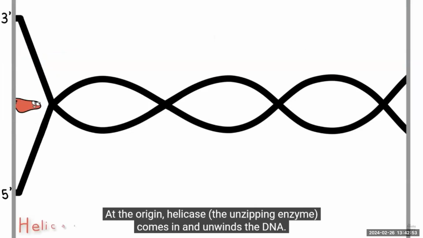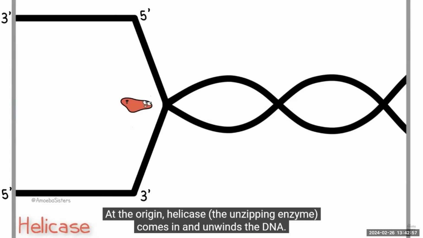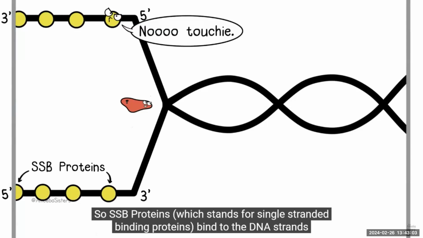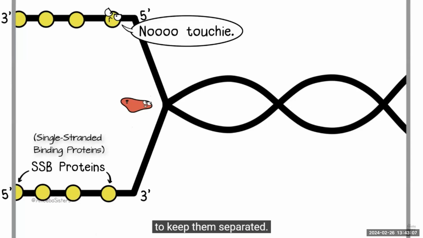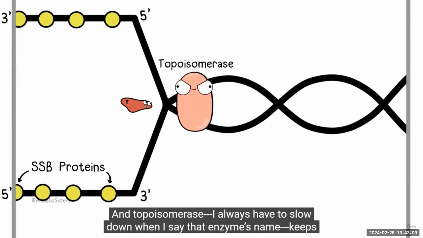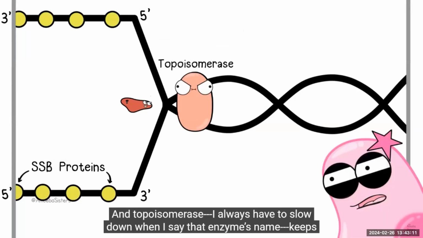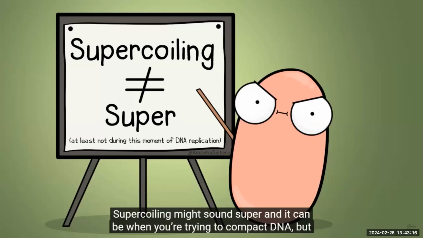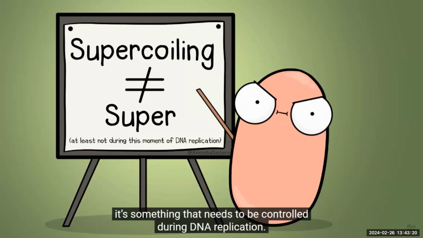At the origin, helicase, the unzipping enzyme, comes in and unwinds the DNA. Here's the thing though, you don't want these strands to come back together. So SSB proteins, which stands for single-stranded binding proteins, bind to the DNA strands to keep them separated. And topoisomerase, I always have to slow down when I say that enzyme's name, keeps the DNA from supercoiling. Supercoiling might sound super, and it can be when you're trying to compact the DNA, but it's something that needs to be controlled during DNA replication.